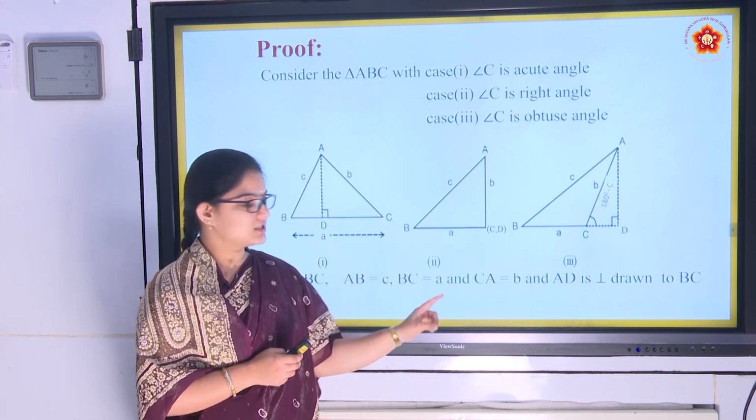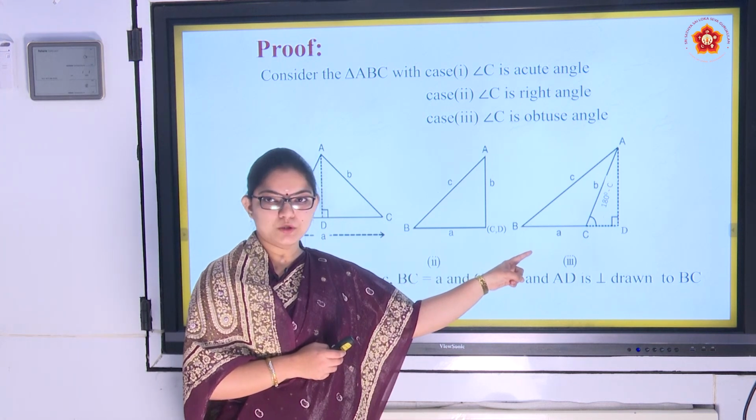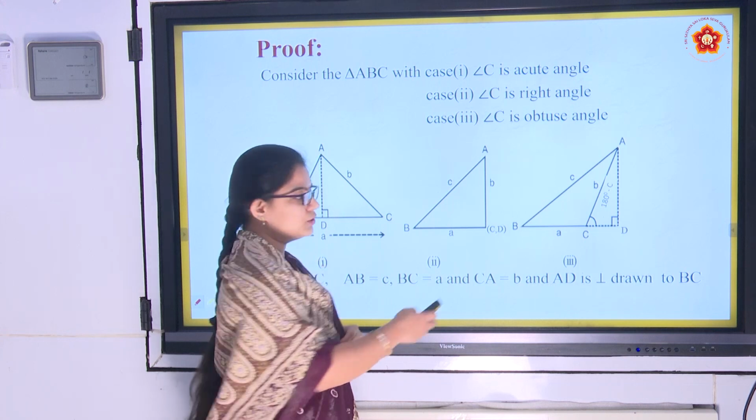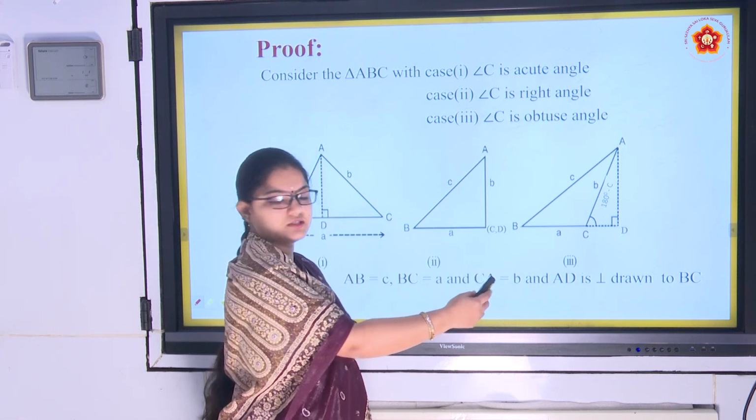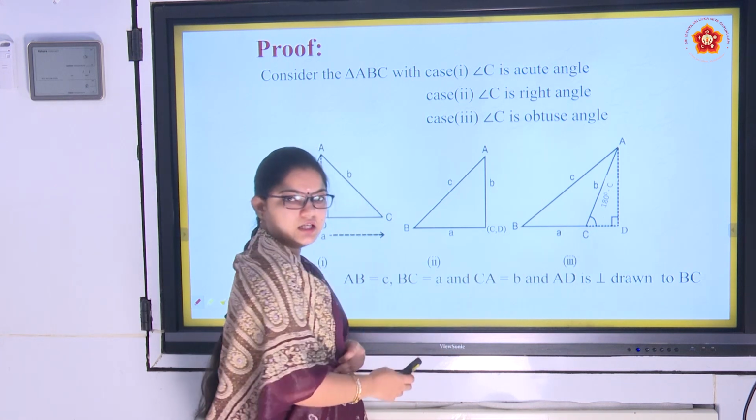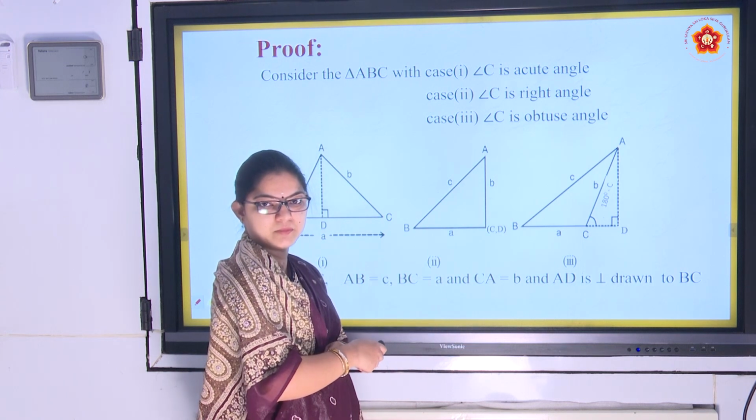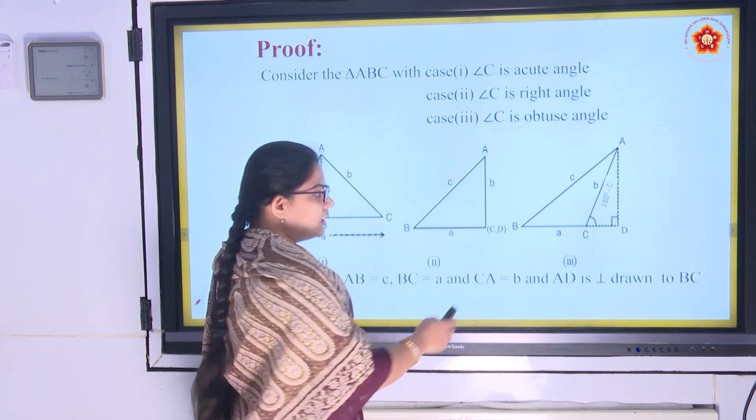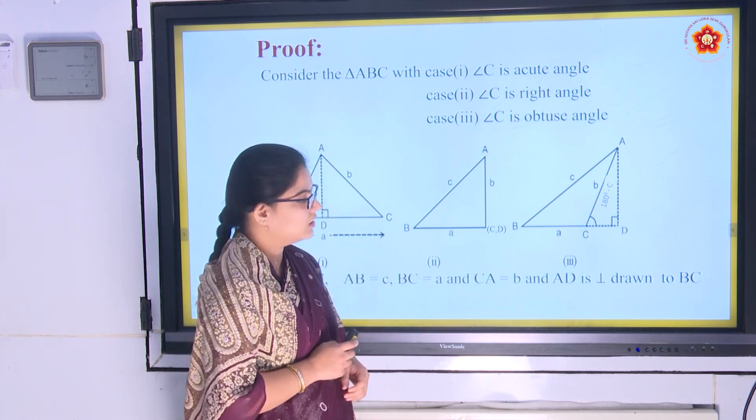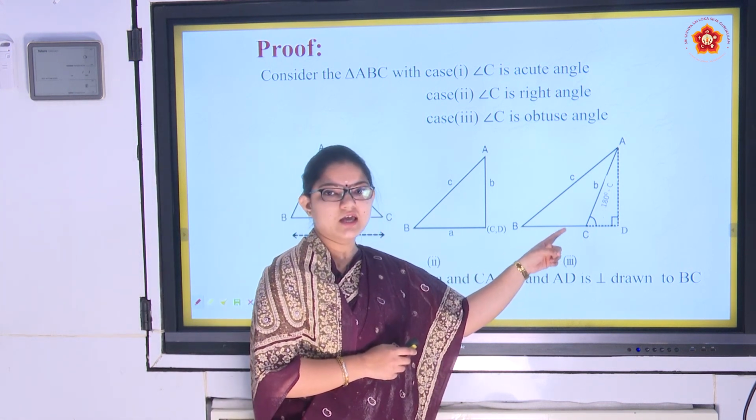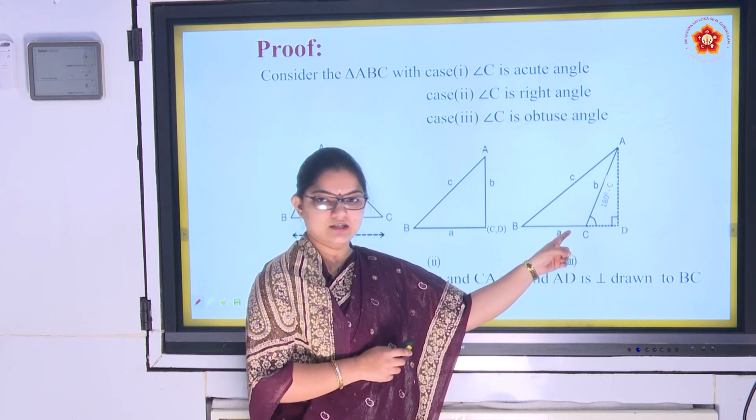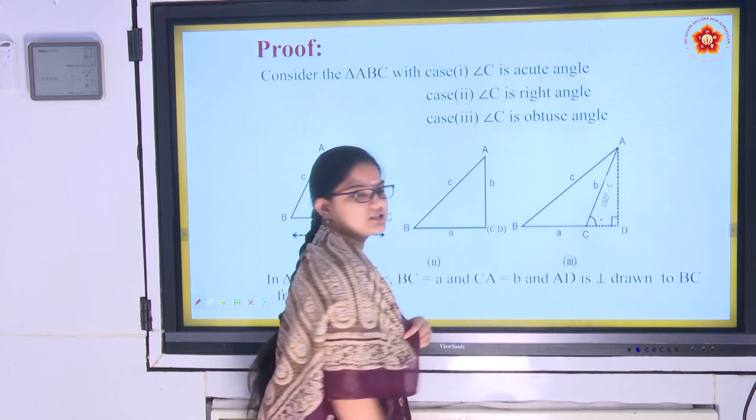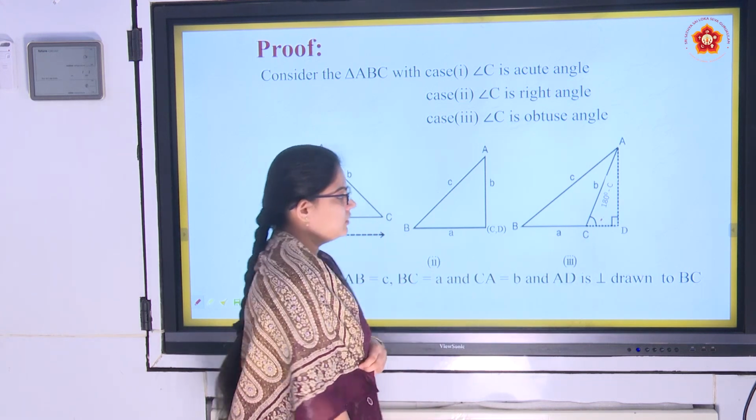In the third case, we have angle C to be an obtuse angle. In order to draw a perpendicular from A to BC, we need to extend BC. So we have extended BC and then drawn the perpendicular AD. One more thing we can see here is that we are going to consider the exterior angle with respect to C, that is 180 minus C.